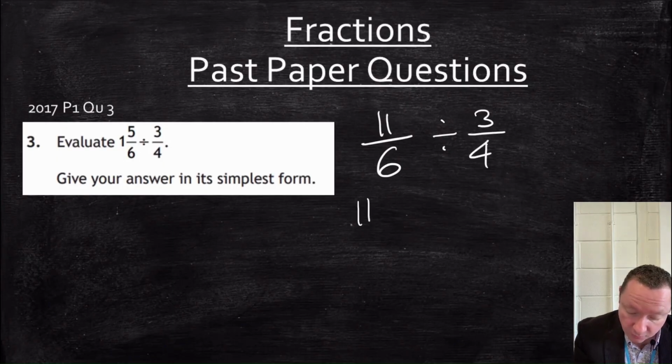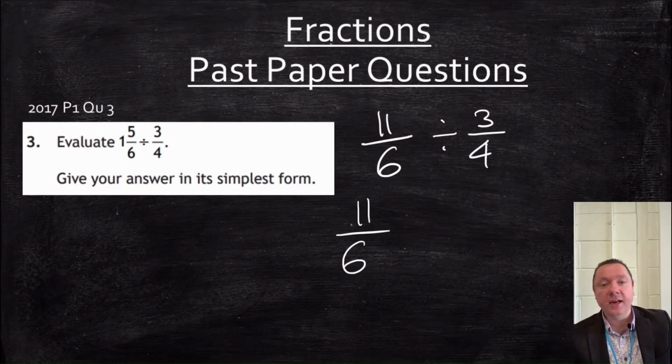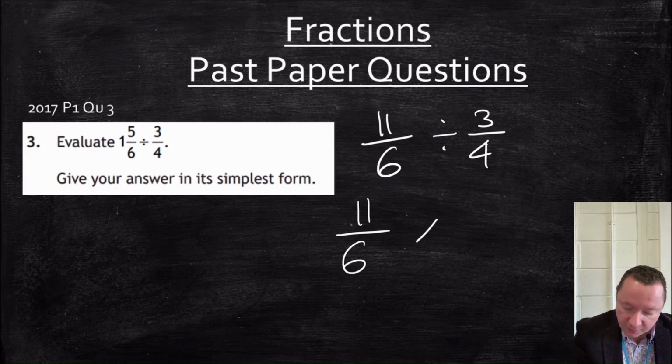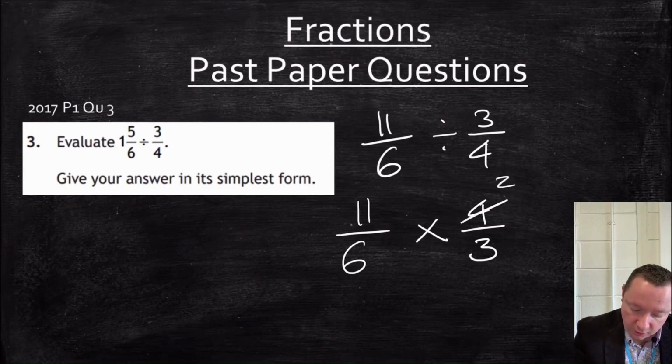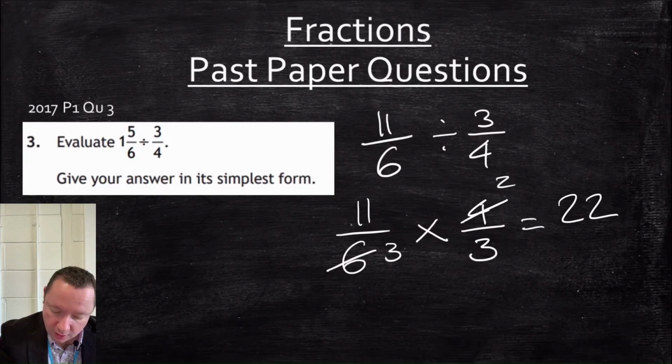So that becomes 11 over 6. Dividing by a fraction is the same as timesing by its reciprocal. So flip the second one upside down, 4/3. We can now simplify in advance or at the end. So I can divide this one by 2 to get 2, this one by 2 to get 3, and then our final answer becomes 11 times 2 is 22, 3 times 3 is 9.